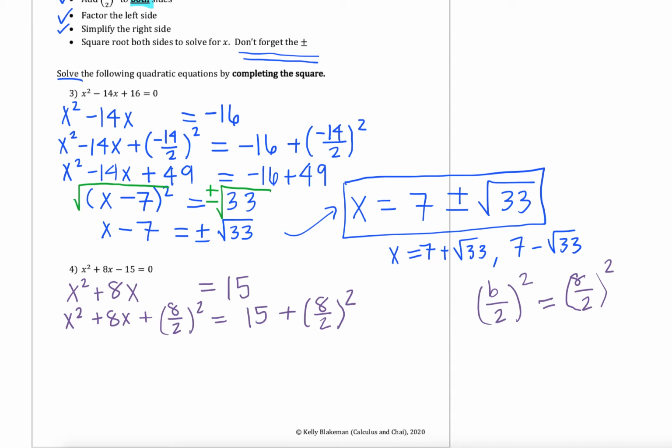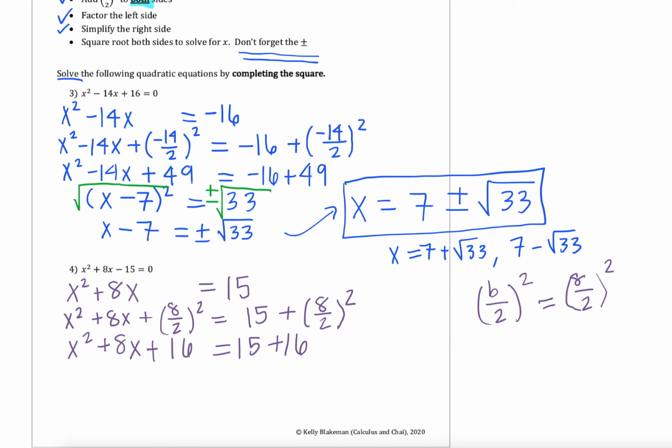Now that we've added b over 2 squared to both sides, let's simplify what that is equal to. So 8 over 2 is equal to 4. 4 squared is equal to 16. So we're adding 16 to both sides. Now from here, we should be able to factor the left-hand side and simplify the right-hand side. Why don't you guys pause the video and factor the left-hand side right now and simplify the right-hand side.